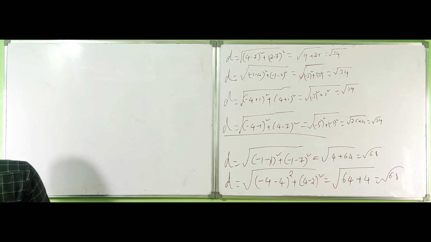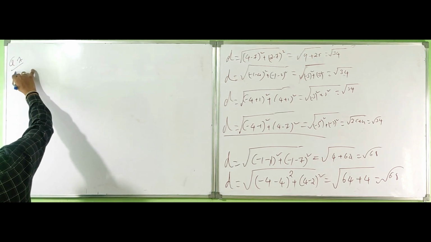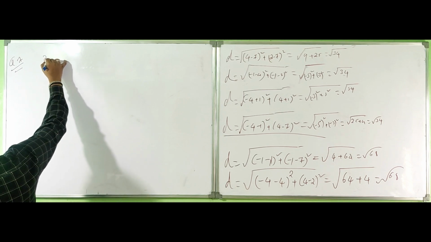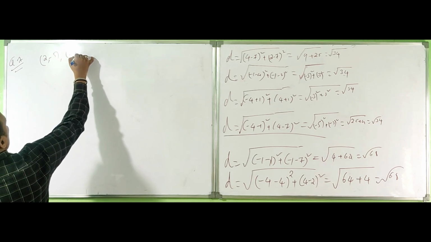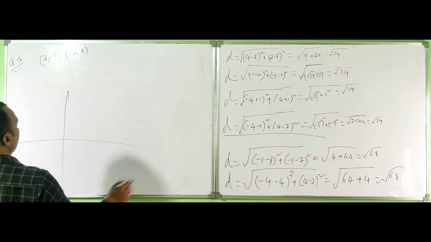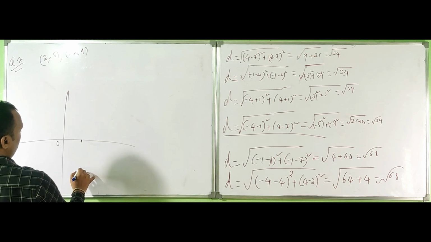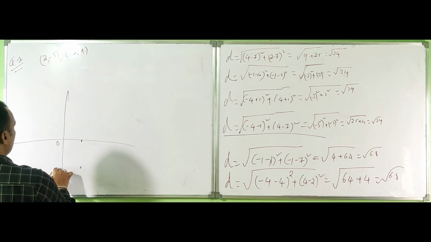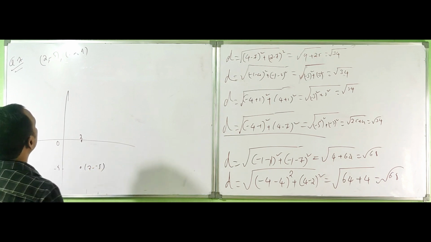See, the question is: find the point on the x-axis which is equidistant from the points (2, -5) and (-2, 9). Question number 7. Points are (2, -5) and (-2, 9). I am taking a random graph here. This is the origin. One point is 2 and -5.